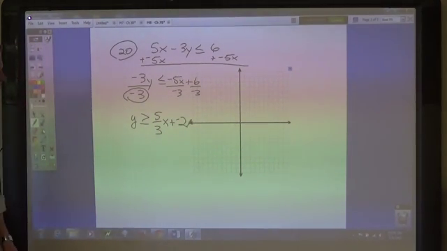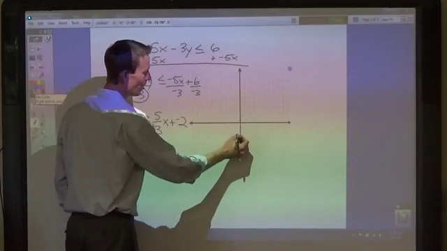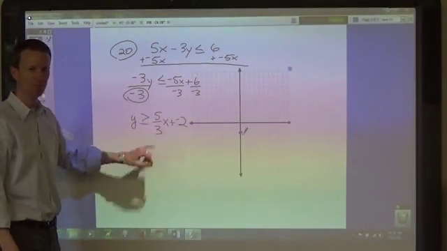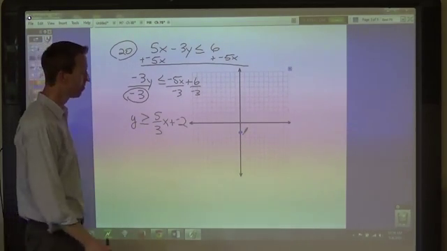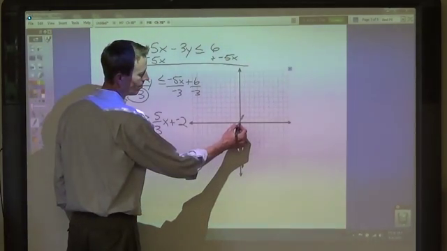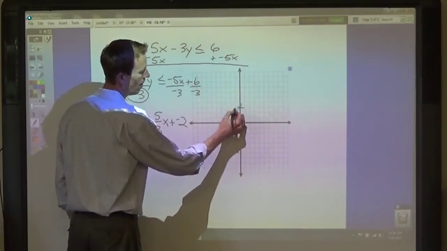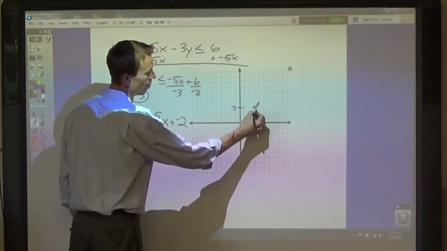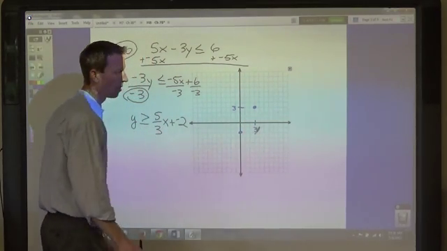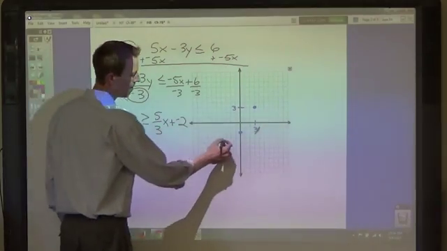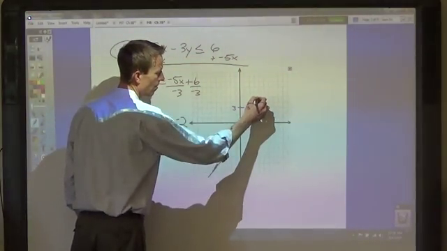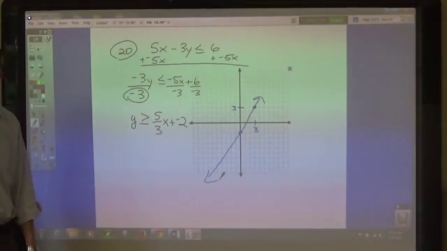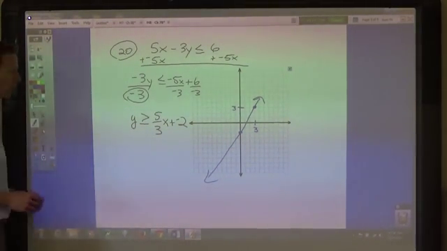It's pretty much the same problem we just had, except our slope is different. You go up 5 and then over 3. Solid line or dashed line? Solid line.